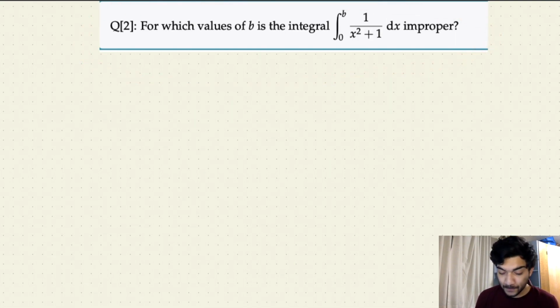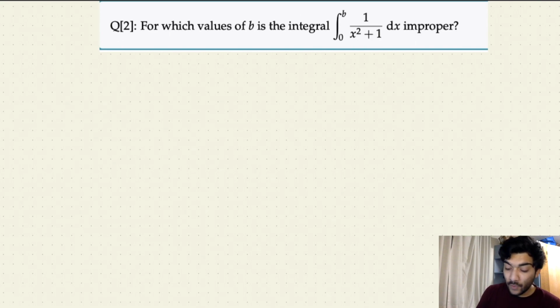In this question, we have to identify the values of b for which this definite integral, the integral of 1 upon x square plus 1 dx from x equals 0 to x equals b, is improper. Again, we'll use the same concept that we covered in the last video. You know that there are basically two reasons for a definite integral to be an improper integral. The first reason is when one of your endpoints is not a real number.